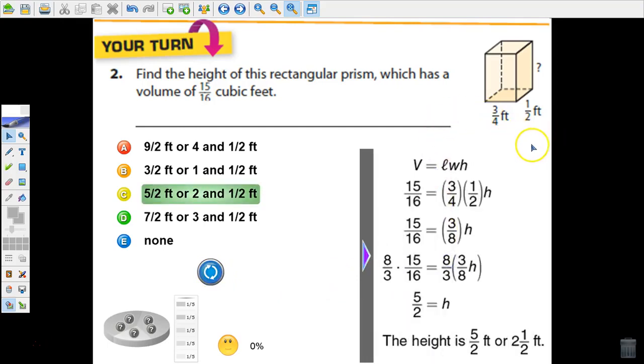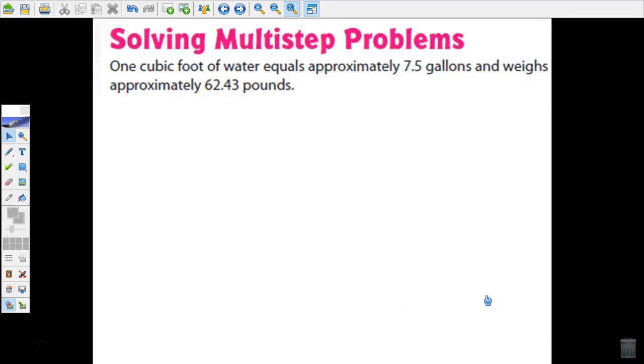This is how you work it out, everyone. You write your formula, you plug in what you have, you multiply 3 times 1 is 3, 4 times 2 is 8, so you get 3/8 H. You're going to have to divide by fractions. Remember, keep, change, flip. So 8 times 15, 3 times 16. You simplify it to get either 5/2 or 2.5.